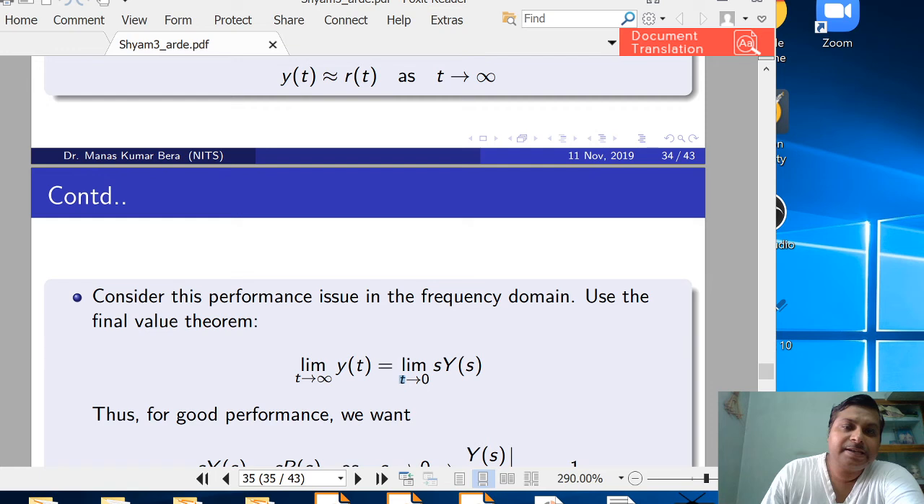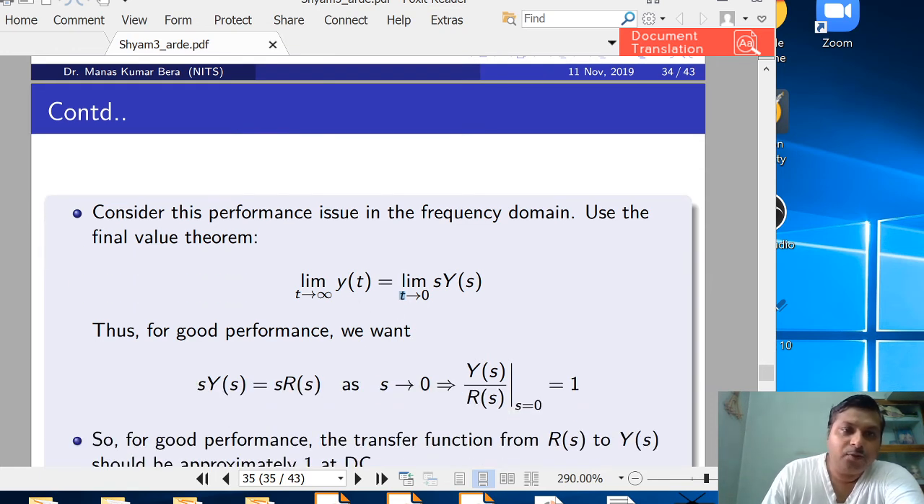So limit s tends to 0, Y(s). Okay, Y(s). Now for good performance, Y(s) must be equal to R(s) as s tends to 0, which means that Y(s)/R(s) at s equal to 0 must be equal to 1. So this is the mathematical requirement of a good tracking performance.